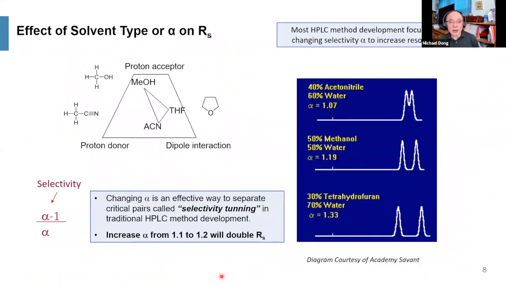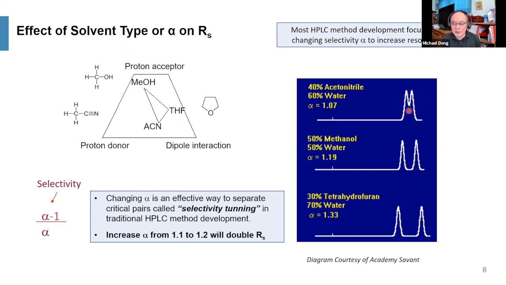Okay, you've probably seen this before, right? This is the effect of solvent type on alpha, on the selectivity, and also eventually on resolution. Here we have 3 mobile phase B options under reverse phase: acetonitrile, methanol, and THF, right? And here I have a pseudo sample, a 2-component sample. At 60% water with 40% acetonitrile, the alpha is 1.07, and the resolution is a little bit less than 1, right?